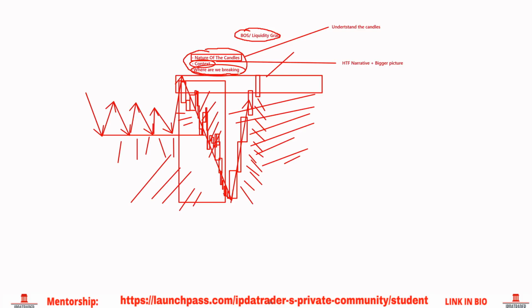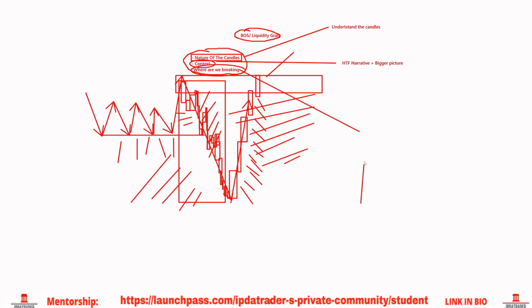And number 3, once again, this is also pretty crucial. Where are we breaking? Meaning, are we reaching above Asian high liquidity? Are we reaching into a potential support where sell stops are going to be stacked all across there? Those are things you want to be paying attention to.